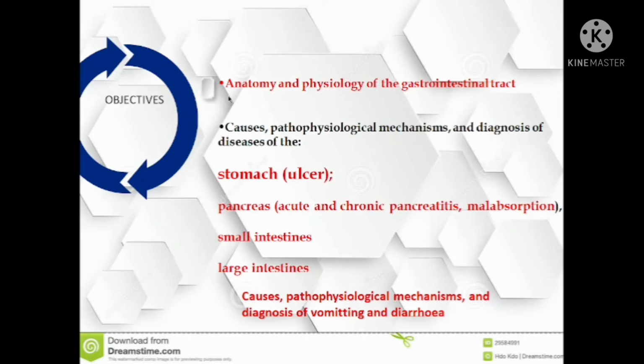So objectives: we will talk about the anatomy and physiology of the gastrointestinal tract, and the causes, pathophysiological mechanisms, and diagnosis of the diseases. We pay more emphasis on the stomach, that is the ulcer, and the pancreas. So we talk about acute pancreatitis and chronic pancreatitis.